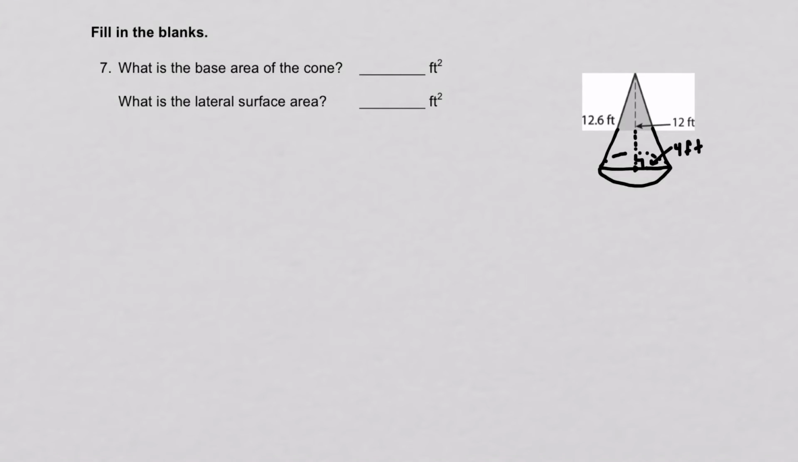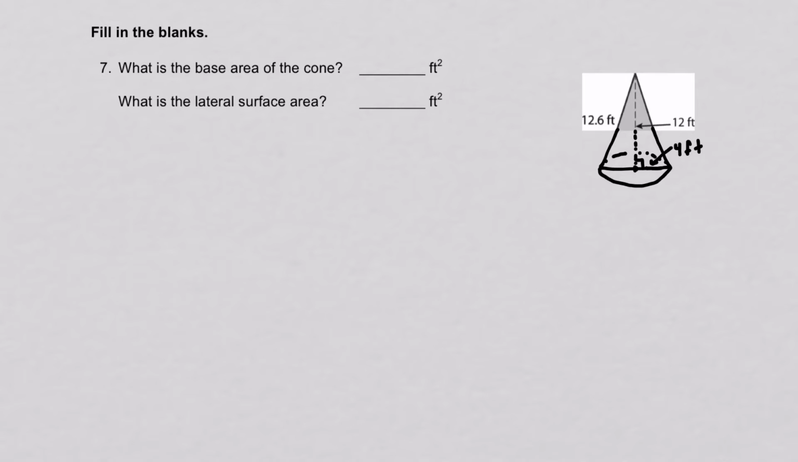Alright, number 7, we have a cone, which might have got cut off in the paper as well. It got cut off on mine. So just so you know, the radius of this cone is 4 feet down there. That's the missing information. It asks what is the base area of the cone and what is the lateral surface area.